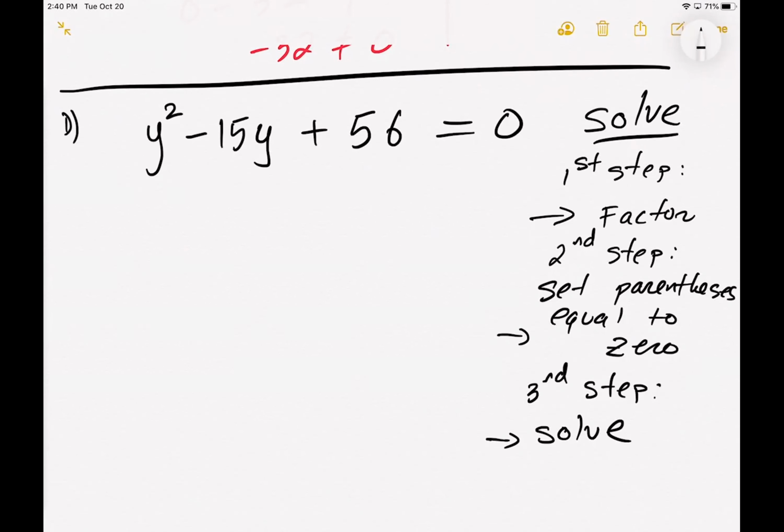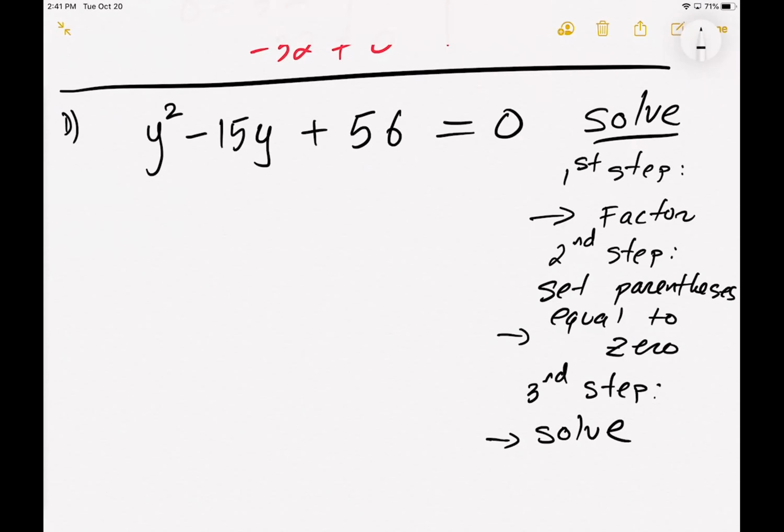So if you look at this, hopefully some or all of you say this is an easy problem, right? I'm missing something when I solve. Well, before you solve, you need to factor. What is your factor?